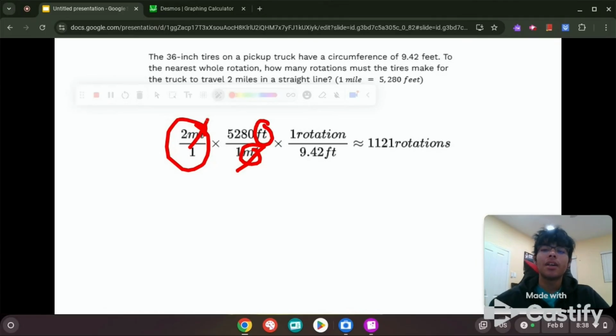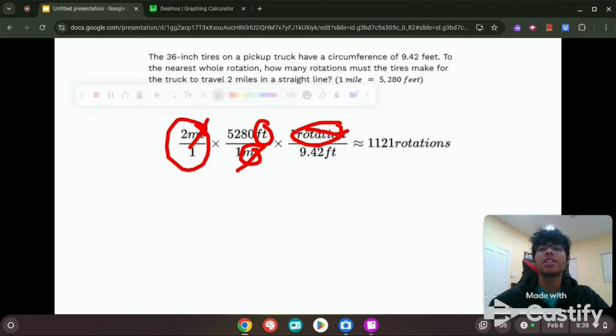But now we want to add one more step, which is 1 rotation divided by 9.42 feet, because that's what we want at the top at the end. We want our answer to be in rotations. So that's our last conversion factor. We can just multiply that out, and we'll get about 1,121 rotations.